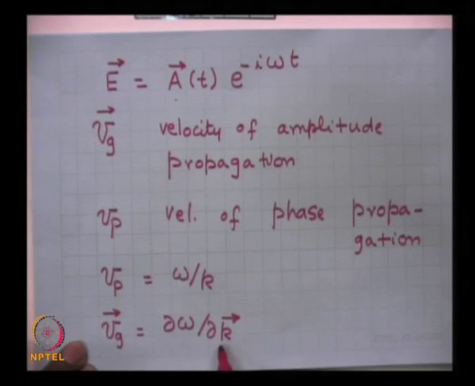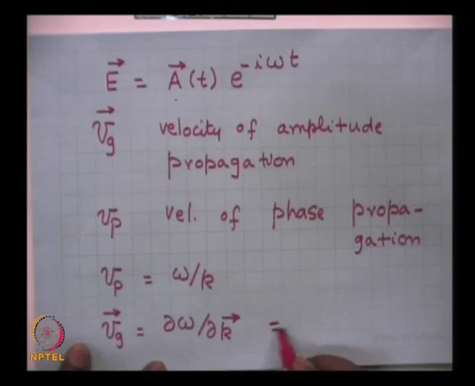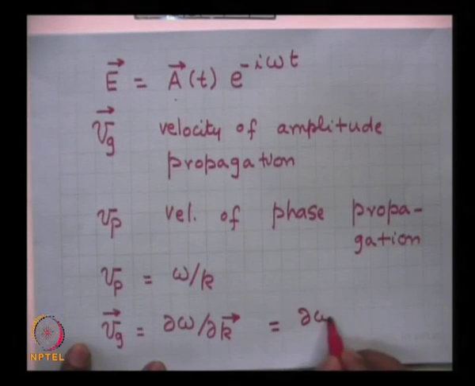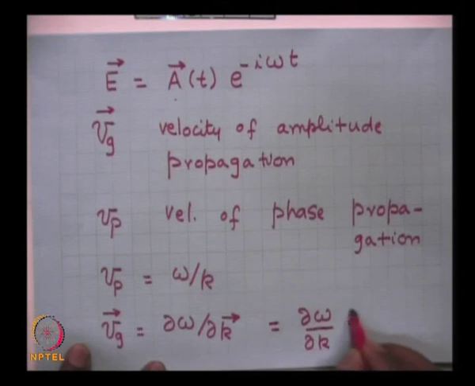Delta omega by delta kx is called Vgx. Delta omega by delta ky is called Vgy. Delta omega by delta kz is called Vgz. In isotropic plasma, omega does not depend on direction of k, it depends only on magnitude of k. So, in that case this becomes delta omega by delta k scalar into delta k scalar upon delta k vector.